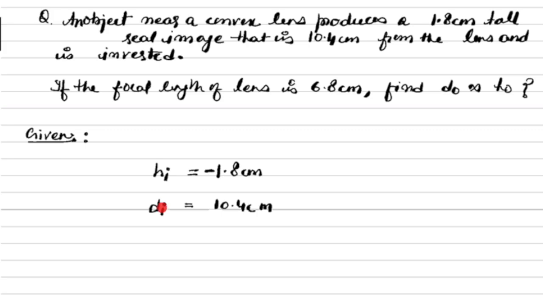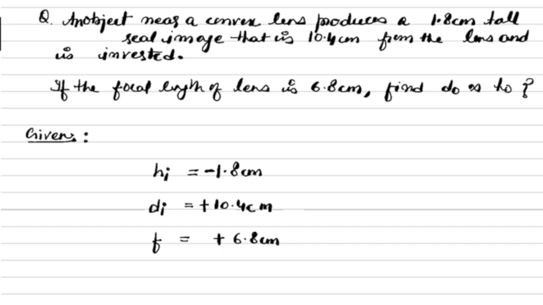What about the distance? We take distances as positive for real things. Here it's a real image, so it will remain positive. What about focus? For convex lens, the focal length is given as 6.8 centimeter. We will assume it as positive. So this is the sign convention which is important. Actually, this language is all about reaching this conclusion, so you can be ready with the solution now.